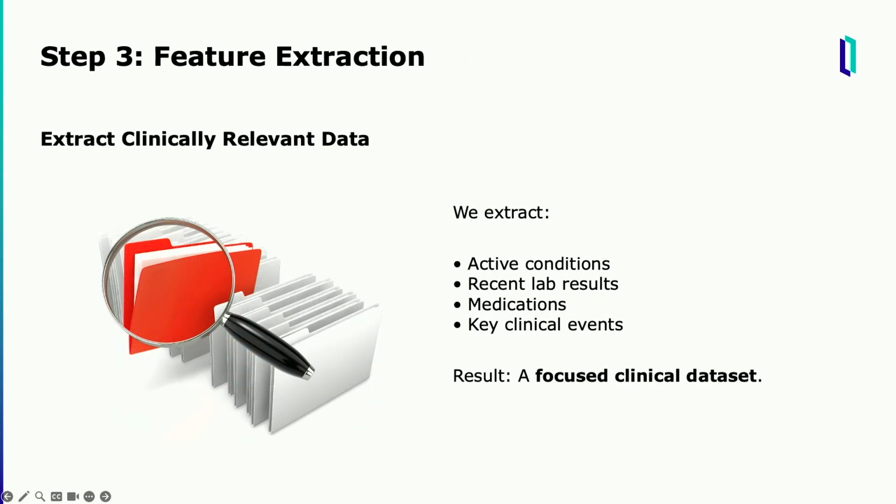Now we decide what matters clinically. We pull out active conditions, recent labs, medications, key encounters, allergies, and other high-value facts. Just as important, we ignore administrative noise. This stage largely determines what the LLM will be able to reason over later.